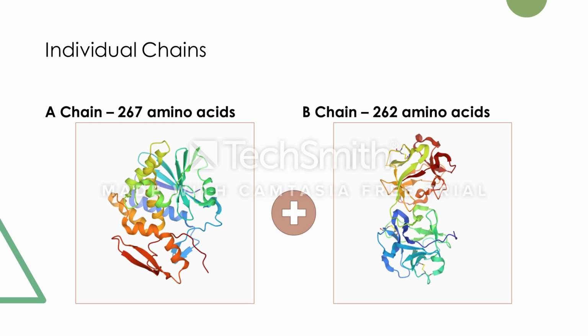Both chains have about the same number of amino acids, but it can be seen that the A chain has a high amount of alpha helices, while the B chain has a high amount of beta sheets. These two chains work together to allow ricin to inhibit protein synthesis.